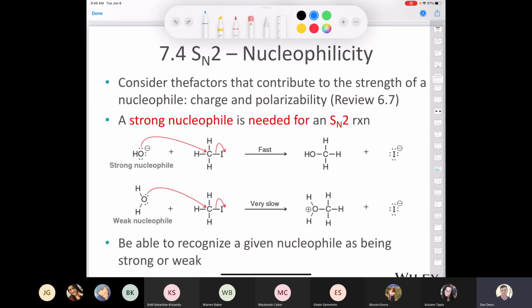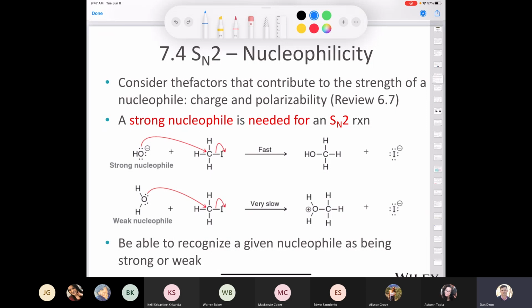What makes a good nucleophile? When can I look at something and say, hey, that's going to be a nucleophile? Because it's going to depend on the situation. Well, there's some factors that we have to take into account: charge and polarizability. We looked at these in section 6.7.